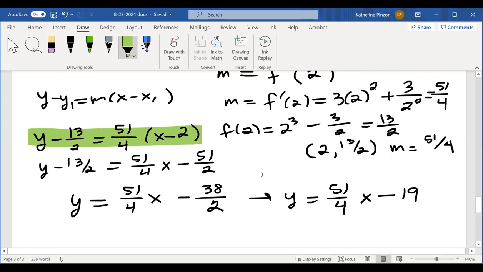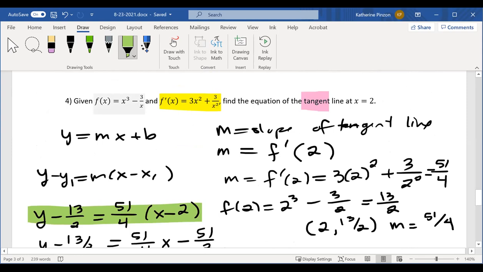Okay, so what does this mean? If I go back up here to this thing, what does this mean? It means that if I graph that function, x cubed minus 3 over x, and I graph that line that I just found, they should touch at x equals 2, and they should be traveling in exactly the same direction. If it's an equation of the tangent line, it should touch that function at the point 2 and be traveling in the same direction. Let's see.